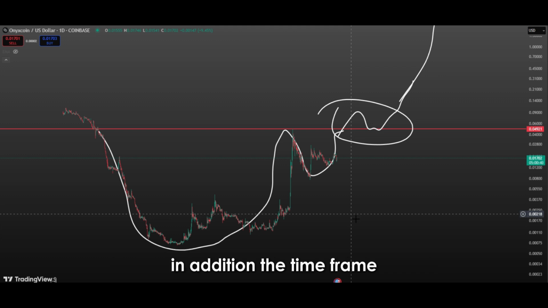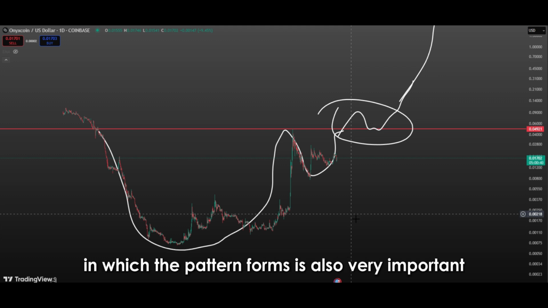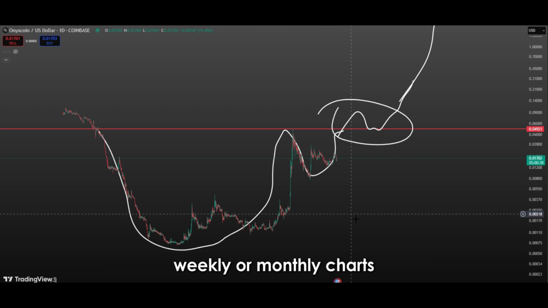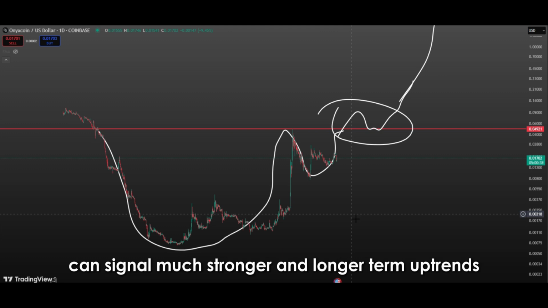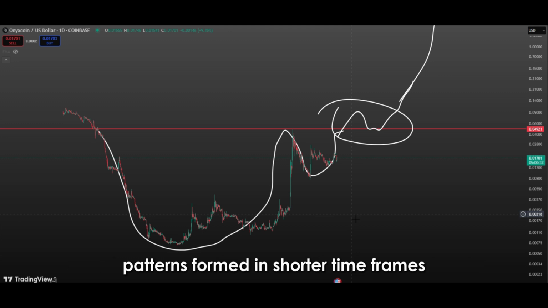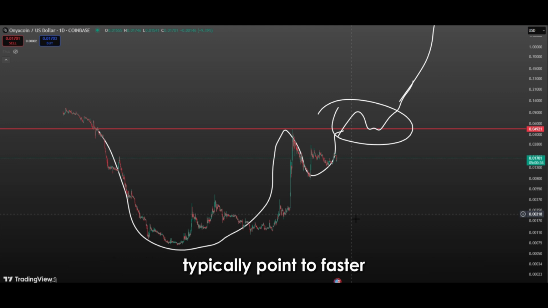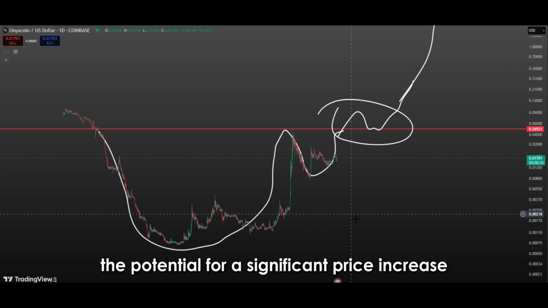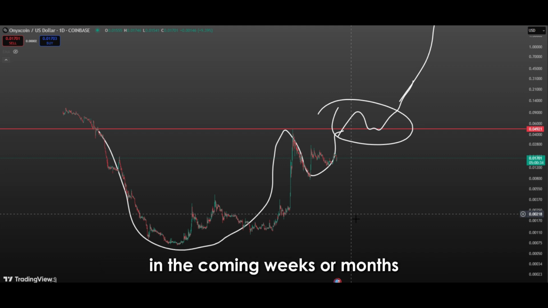In addition, the time frame in which the pattern forms is also very important. Cup and handle patterns formed on daily, weekly, or monthly charts can signal much stronger and longer-term uptrends. Patterns formed in shorter time frames typically point to faster but more short-term targets. The current pattern seems to have developed over a medium-term time frame, which indicates the potential for a significant price increase in the coming weeks or months. For investors, this represents a period filled with major opportunities.